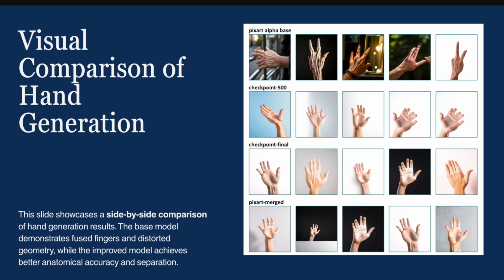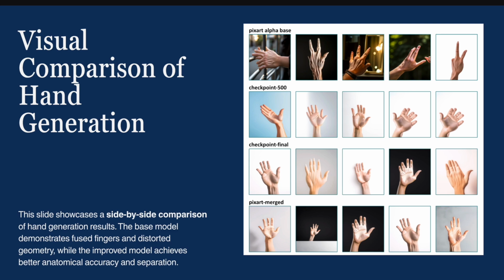Starting with the base PixArt-alpha model, you can immediately see why we chose this problem. Claw-like fingers and completely wrong finger counts, distorted palm geometry. Some of these don't even look like hands anymore. This is the classic hand failure mode that diffusion models are notorious for, and it's consistent across every single sample in the base model.